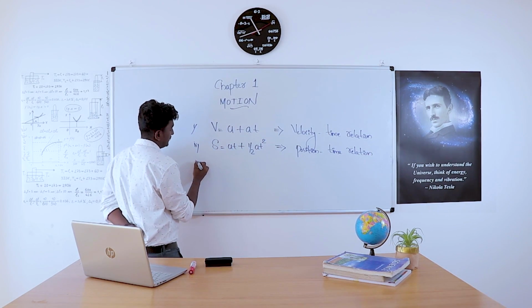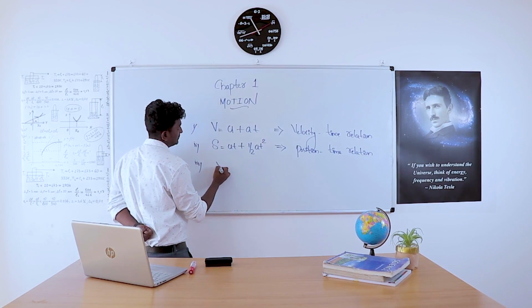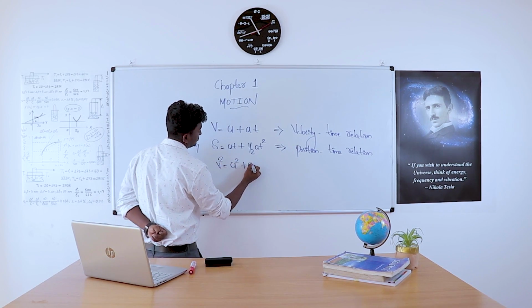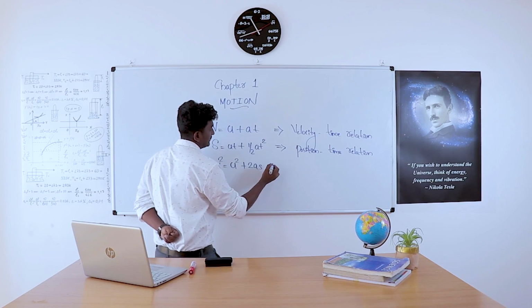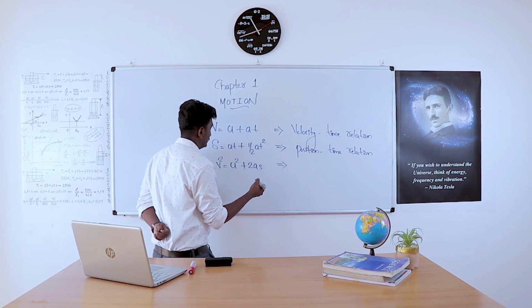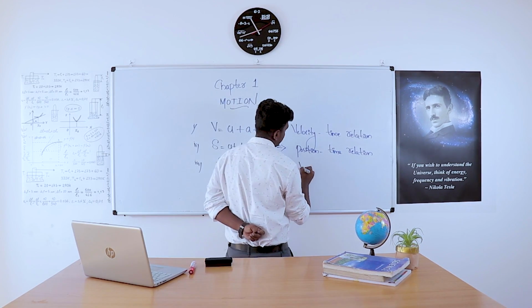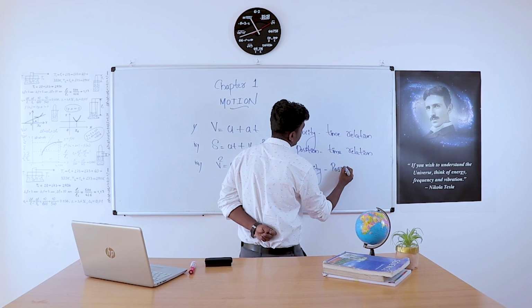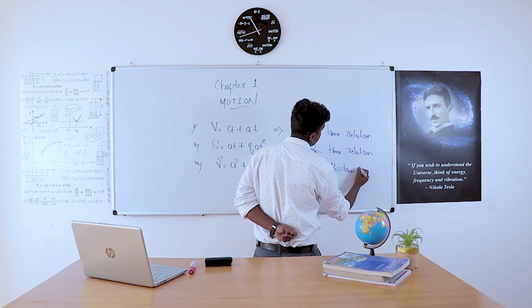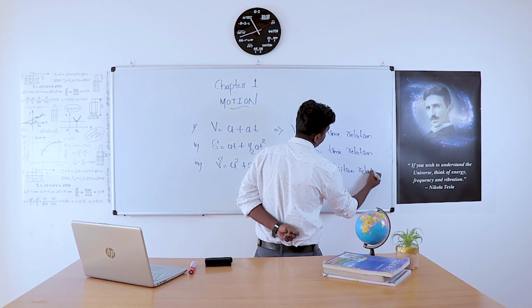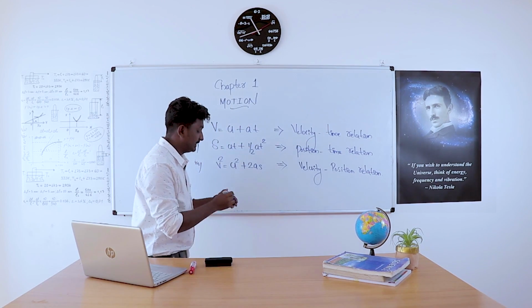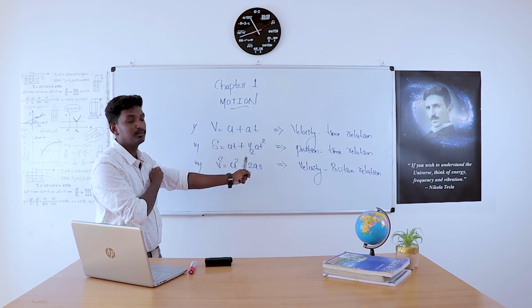And the final one, the third equation of motion, is V square is equal to U square plus 2aS. And this is known as the velocity position relation. These are the three equations of motion.